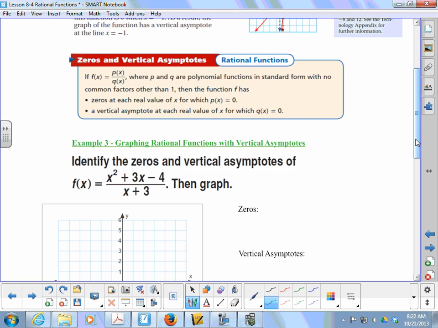Okay, so this is when the numerator equals 0. And we have a vertical asymptote at each real value of x for which the denominator equals 0. Okay. So if the numerator equals 0, we have zeros. That's where it crosses the x-axis. Denominator equals 0, then we have vertical asymptotes. Right? And the graph doesn't exist there.